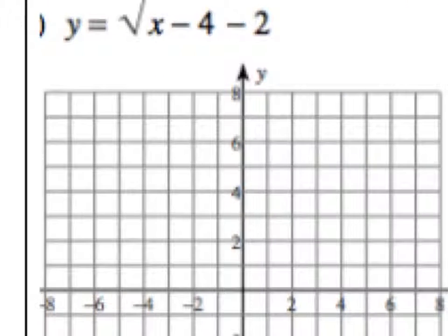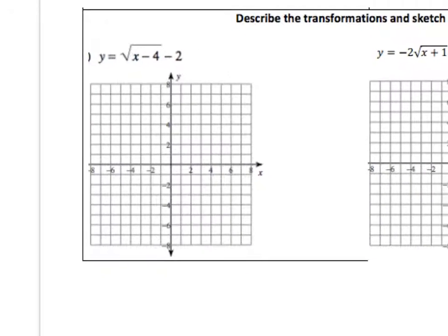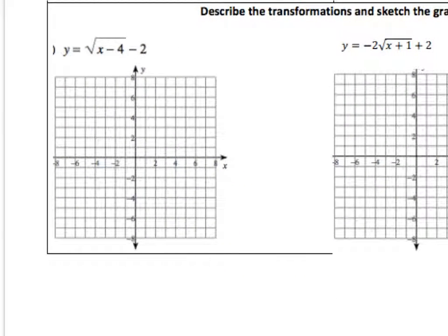Alright, let's look at graphing radicals. So what I want you to do is type this into your calculator: square root of x minus 4, minus 2. Now make sure you close that parentheses. So you'll have square root of x minus 4, close that parentheses, minus 2. Your calculator will automatically open a parentheses, but you've got to close it.